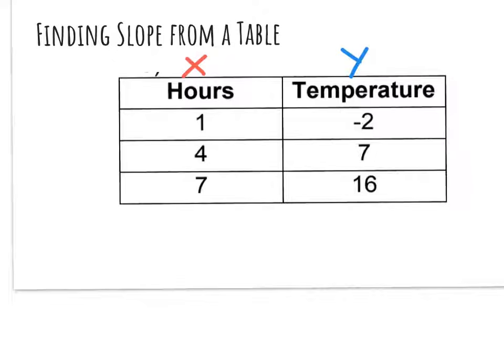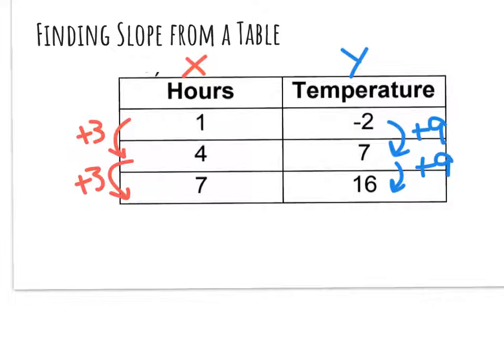Looking at y here, I went from -2 to 7, which means I increased by 9. I also did the same thing again when I went from 7 to 16. I went up by 9. If I look at my change of my x's, I went up by 3, and then I went up by 3 again. So my slope from my table is 9 over 3, which reduces to my final slope of 3. But remember, this is a real-world problem. So this is 3 degrees every 1 hour.